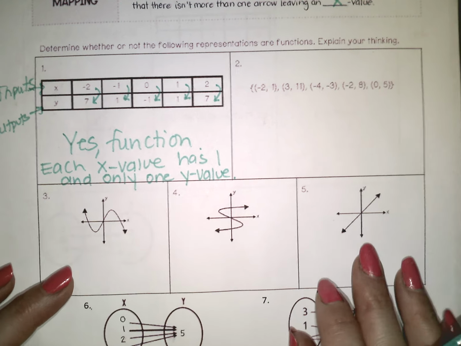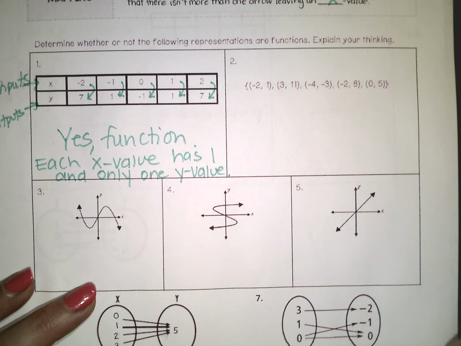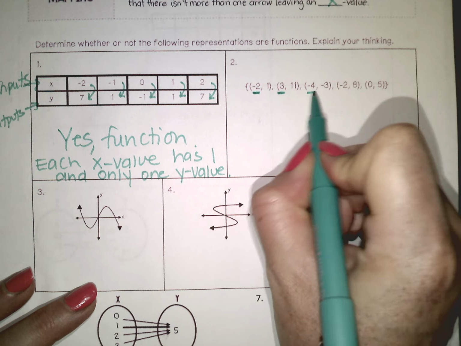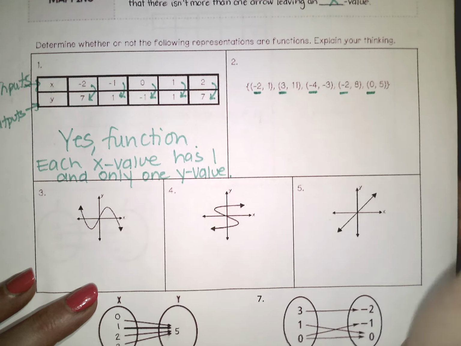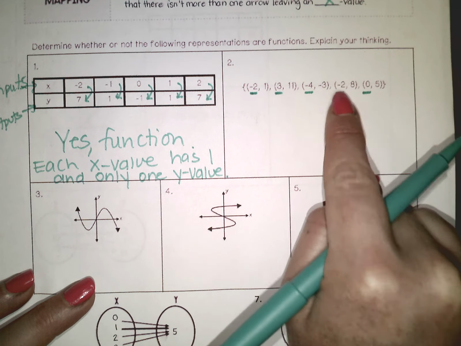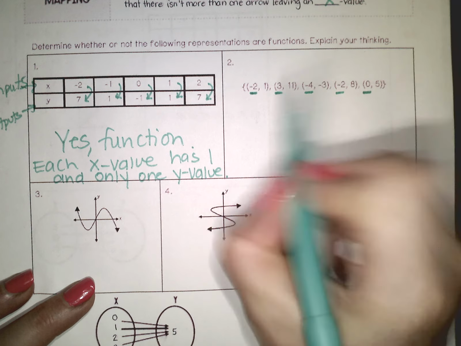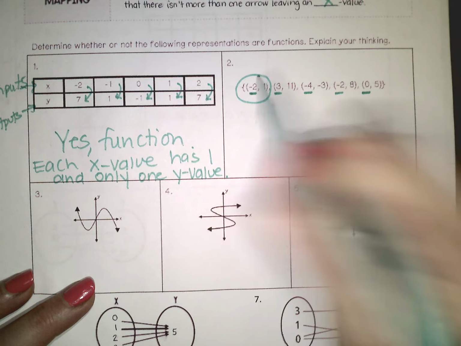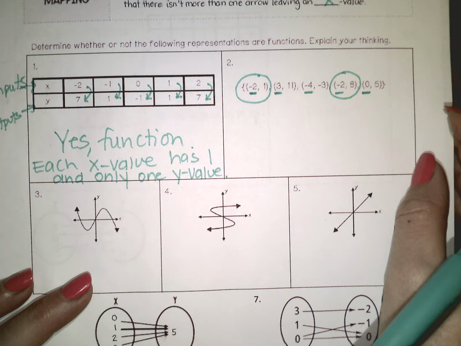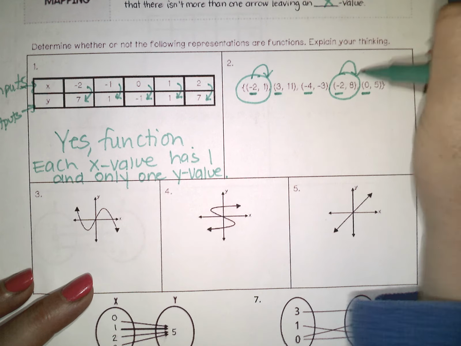Okay, so let's take a look at number 2. So this is an example of ordered pairs. So where do we want to look again? We want to look at our inputs, or our X values, which are these numbers in ordered pairs. Okay, does everybody have their own input? Well, I noticed that these 2 ordered pairs have the same input. Do they go to different outputs?